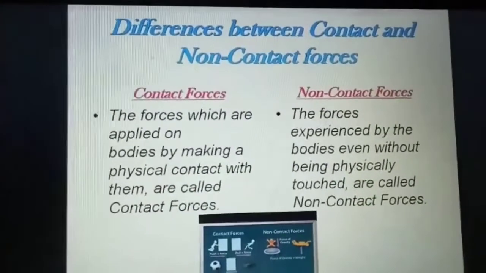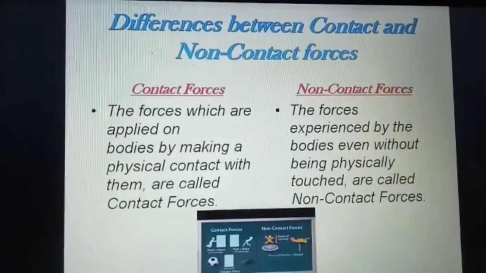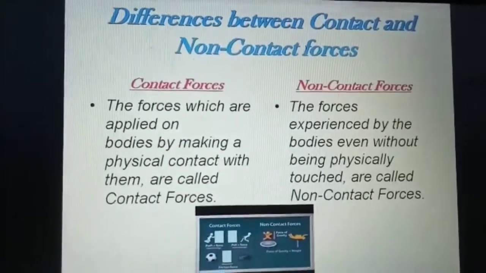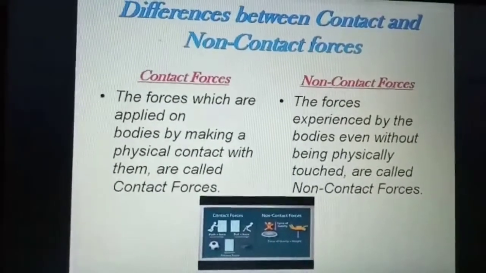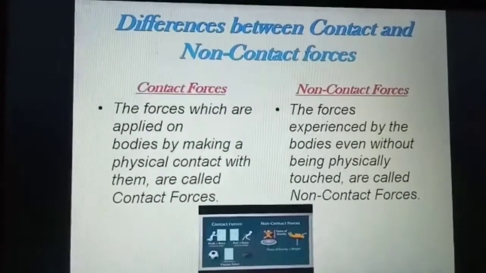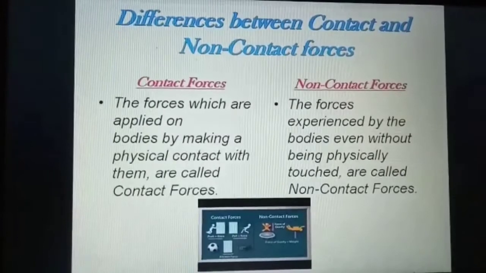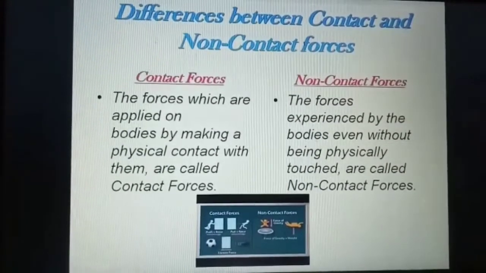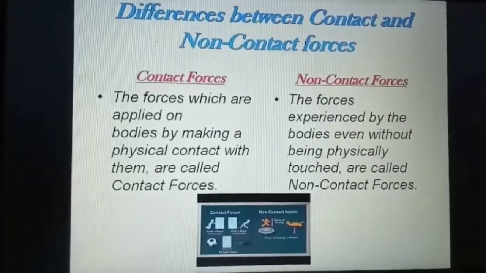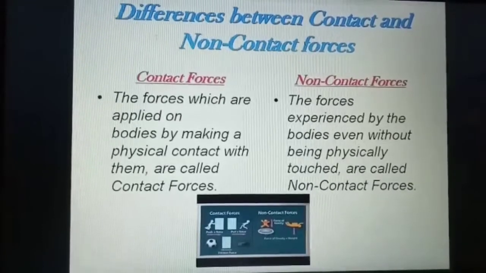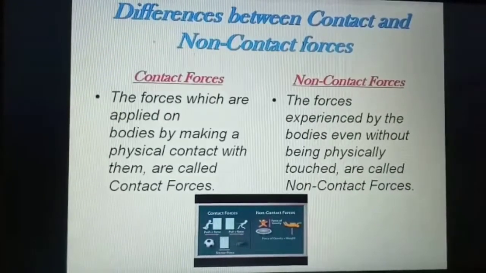Let's know about the difference between contact and non-contact forces. Contact forces: the forces which are applied on bodies by making a physical contact with them are called contact forces. But the forces experienced by the bodies even without being physically touched are called non-contact forces.